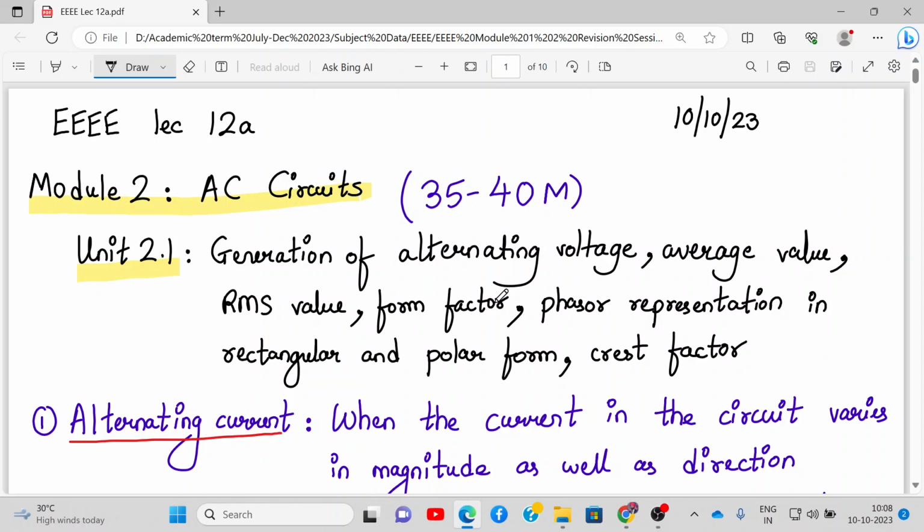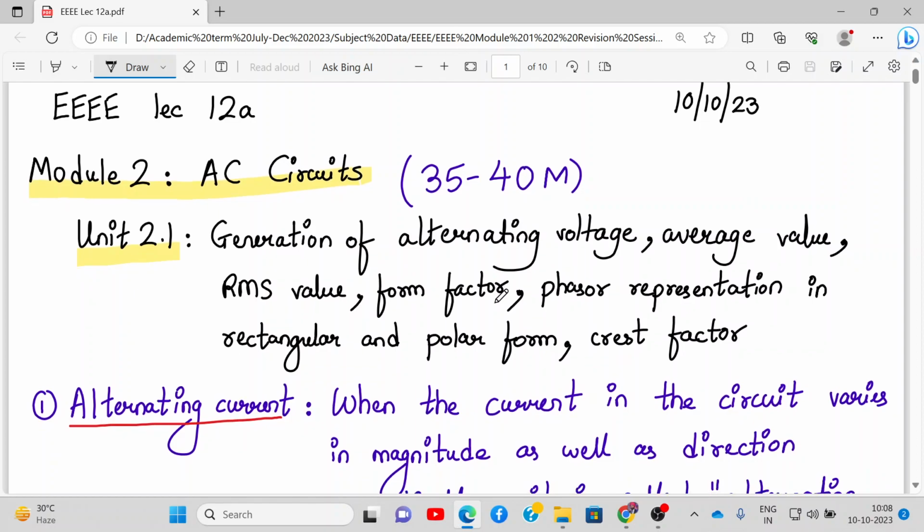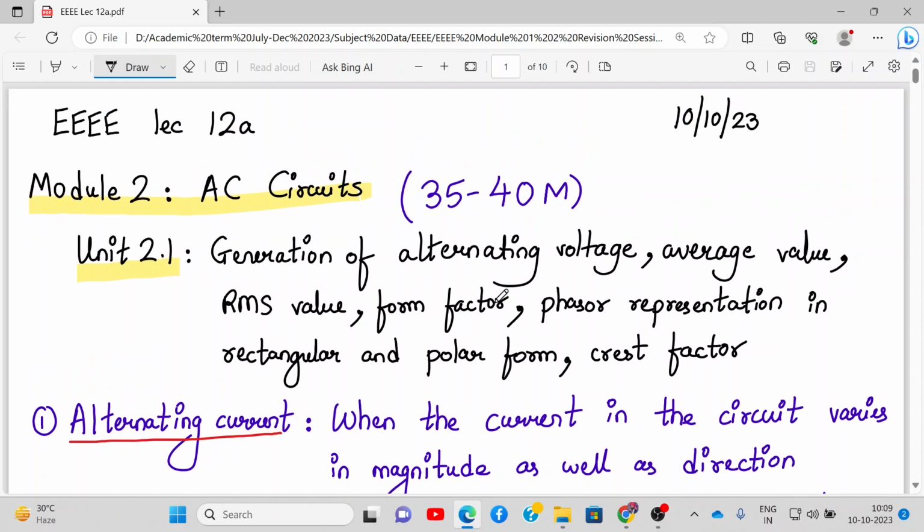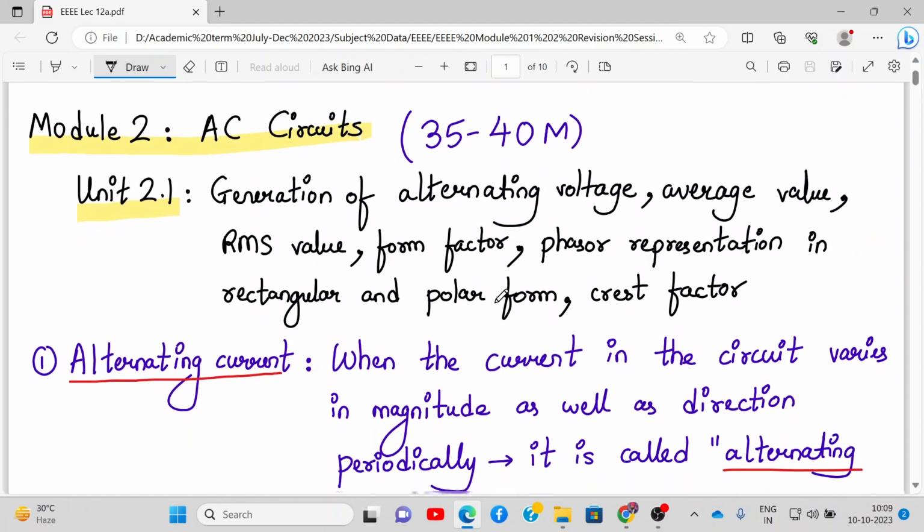Today we are going to start with module number 2, that is AC circuits. In module number 2 we have unit number 2.1 where we'll be discussing generation of alternating voltage. We'll study average value, RMS value, form factor, phasor representation in rectangular and polar form, and the crest factor. So let's begin with today's topic.